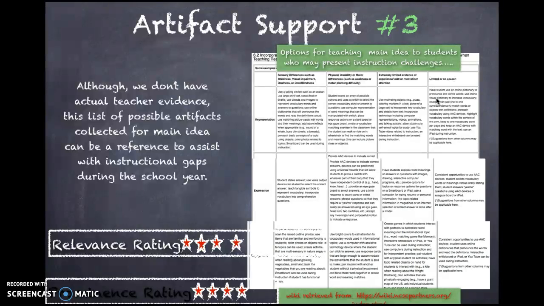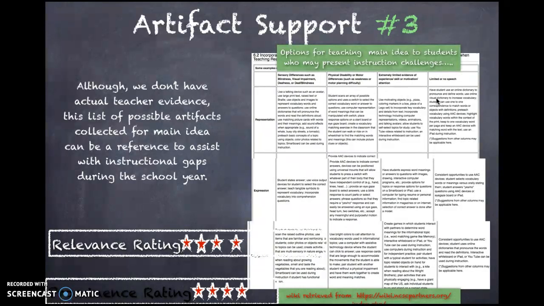Artifact support number 3 is from a wiki, and it talks about options for teaching main idea to students who may present instruction challenges. Although we don't have actual teacher evidence, this list of possible artifacts collected for main idea can be a reference to assist with instructional gaps during the school year.